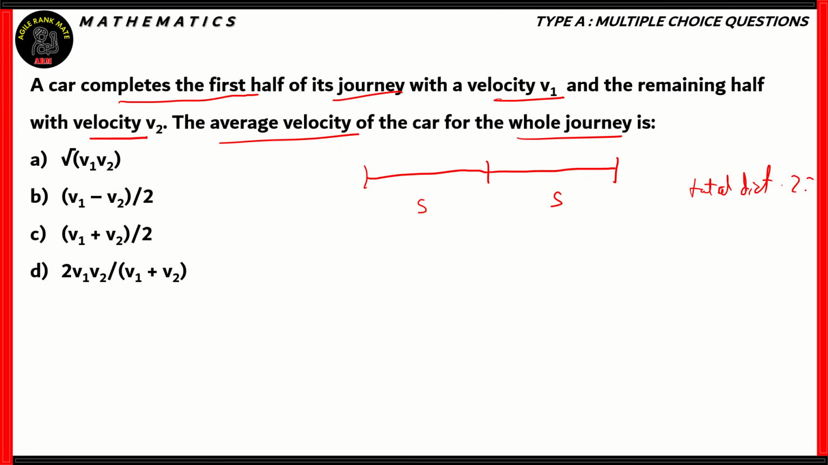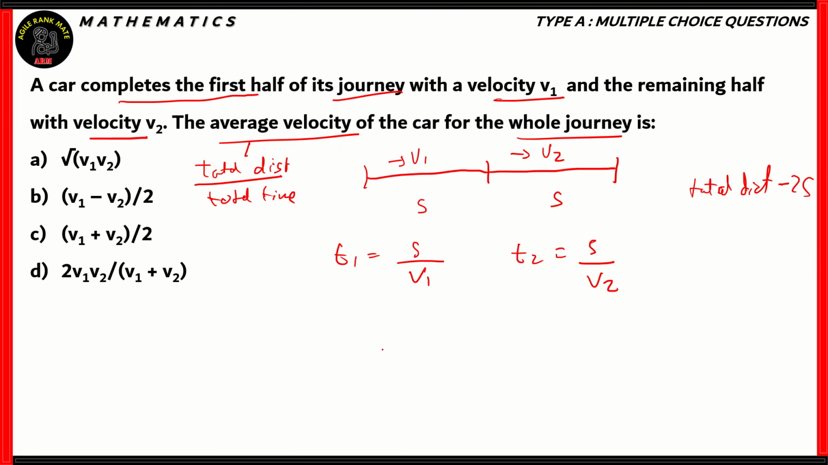distance is 2s. Now in the first half it goes with the velocity v1, for the second half it goes with the velocity v2. Now the formula for average velocity is total distance over total time. As you can see, we don't know the total time yet, so we will find the time for both these halves. The time t1 will turn out to be the distance s over the velocity v1, and the time t2 will turn out to be the distance s over the velocity v2. So therefore, the total time would be t1 plus t2.